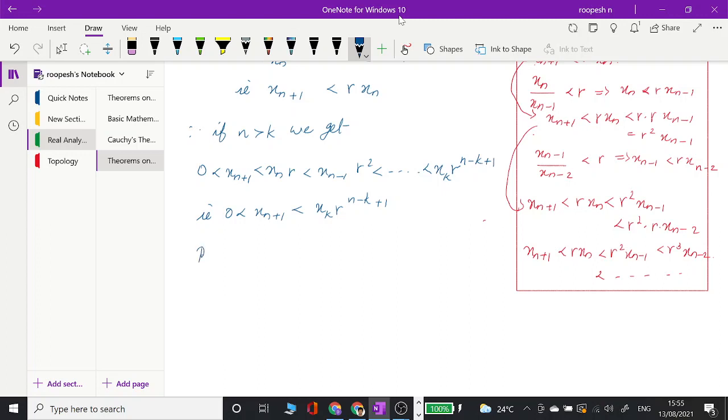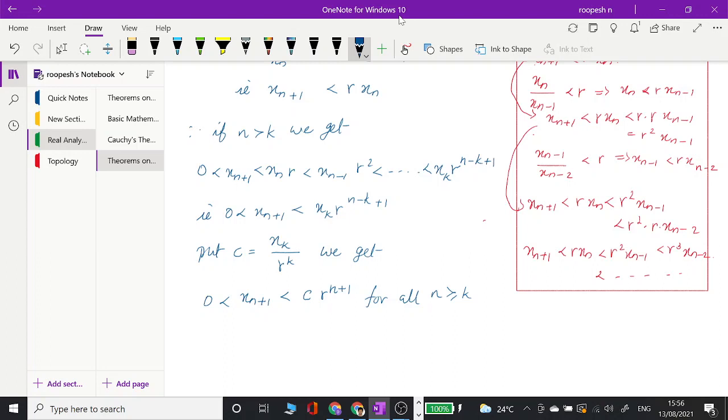Now if you put c equal to xk by r raised to k, r raised to minus k is there, so r raised to k will come, right? We get 0 less than xn plus 1, which is less than c into r raised to n plus 1, for all n greater than or equal to k, right?